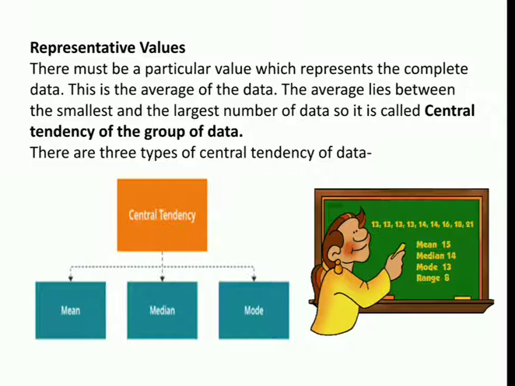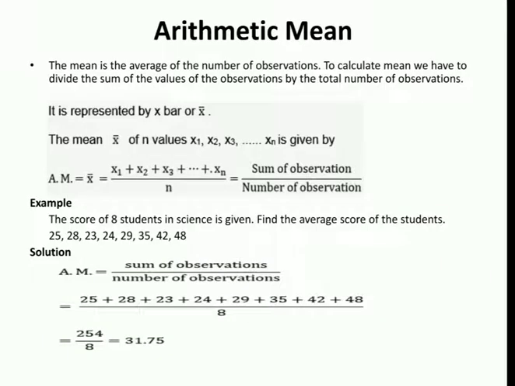Whenever you are given any data, there is one value which represents the whole data, and that is called the central tendency of a group of data. Okay, so let us understand these all one by one. Let's first find out arithmetic mean.